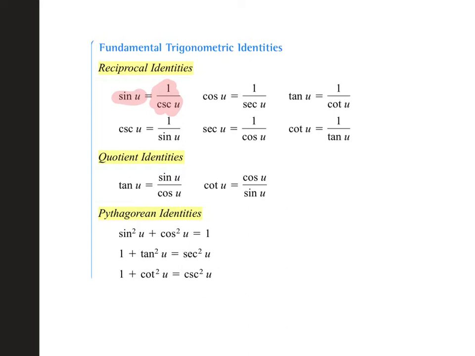Next, we have quotient identities. Tangent is the same thing as sine over cosine. A lot of times when we're simplifying our equations, we want to get everything in terms of sine and cosine. So anytime we see a tangent or cotangent, it will help to change it to sine over cosine. And cotangent is the opposite, which is cosine over sine.